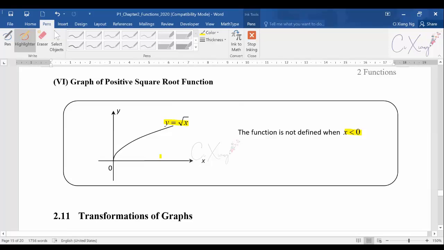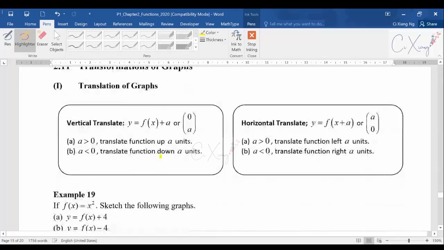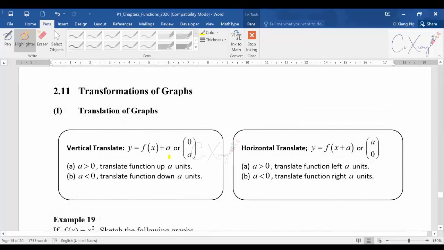Okay, so let's start on the main point here. First we talk about the transformation of graph. The first type of transformation that we have is translation. Translation means that you are moving your graph either up, down, to the left, or to the right. For translation of graph, we have two types. The first one is vertical translation, and another one is horizontal translation.